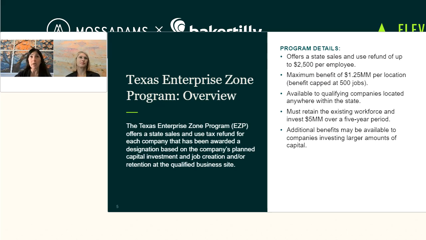As part of the program, you are required to retain the jobs and make the investment over that 5-year designation period. So we are going to move to our first polling question, and that is, what type of tax refunds are available through the Texas Enterprise Zone program? A, property tax, B, sales and use tax, C, income franchise, or D, all of the above.